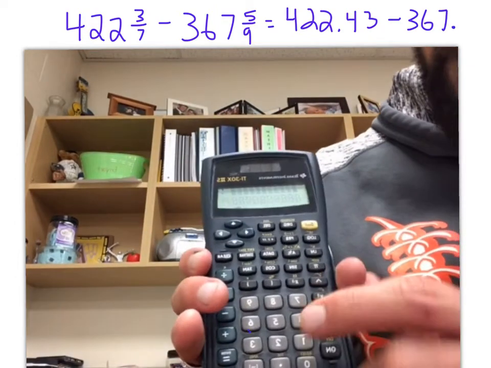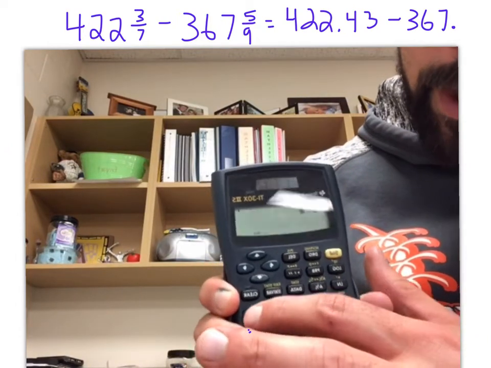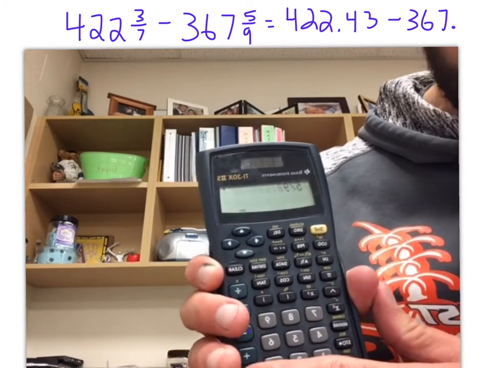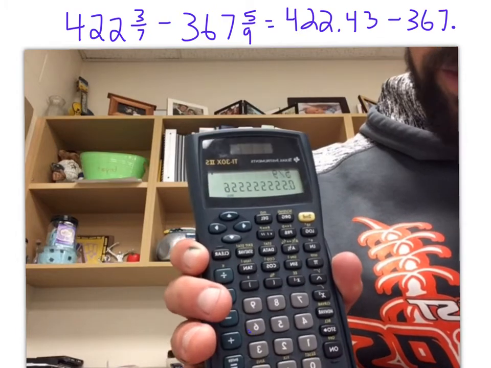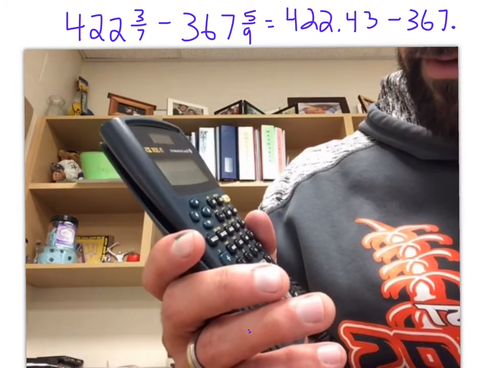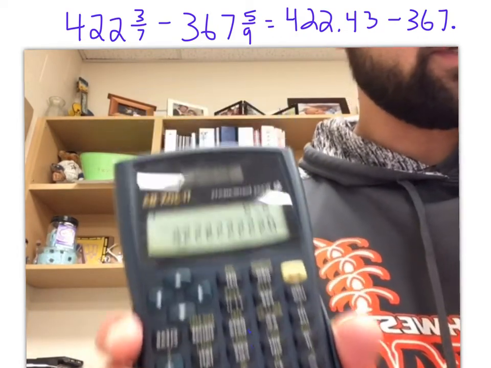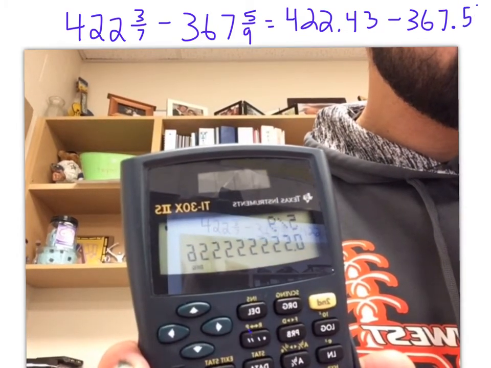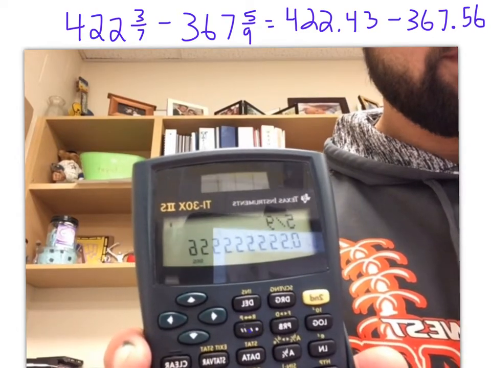And let's figure out what 5 divided by 9 is. So I'm just going to clear it out. I'm going to do 5 divided by 9. And I'm going to get a whole bunch of 5s. And of course, 5 will round it to 6. So it's going to be and 56 hundredths. And then I can go through this problem.